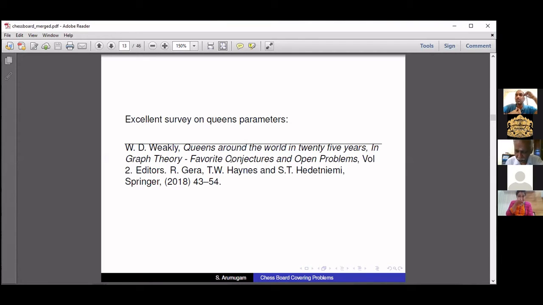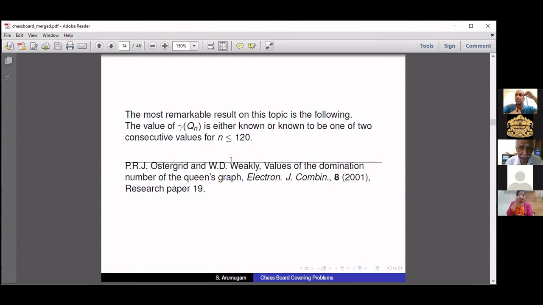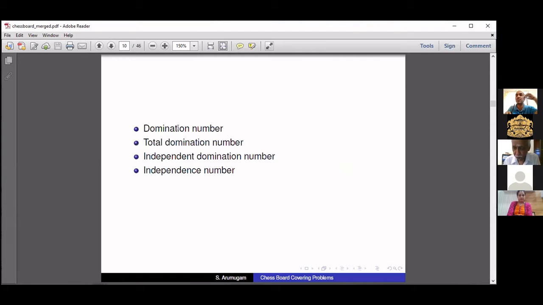The most general result that has come on this graph, the most remarkable result so far on this topic, was published in 2001. They have proved that up to n equal to 120, gamma is either known or it is one of two consecutive integers. Very surprising. That is what I have shown here in this table.